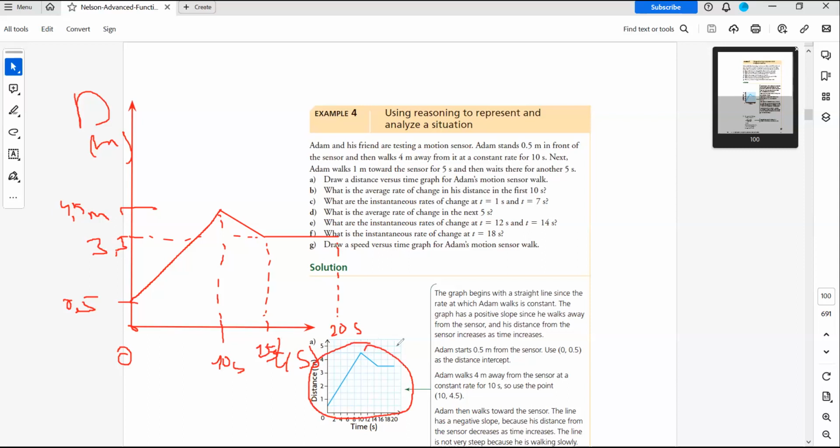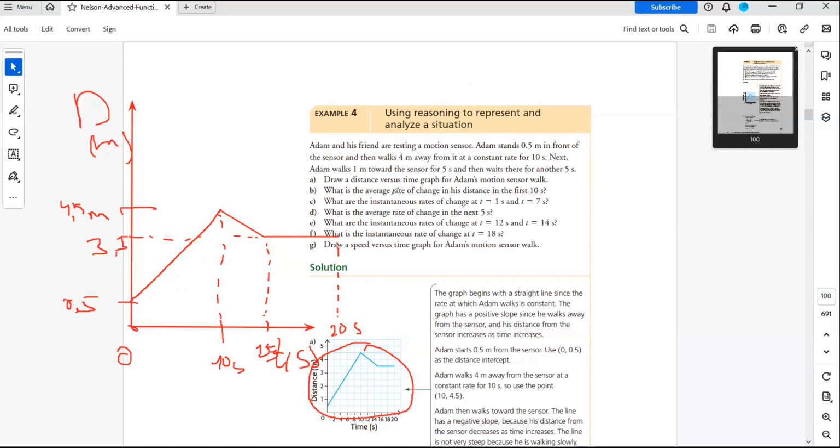On the drawing below, you can see that my representation is pretty accurate, even though I'm not following the scale. Just based on the logic that first he was getting farther away from the sensor, so the graph is growing, because this is a graph of distance over time. Then he was getting closer to the sensor, so the graph is decreasing. And then he was standing still, so the graph is just a flat line.